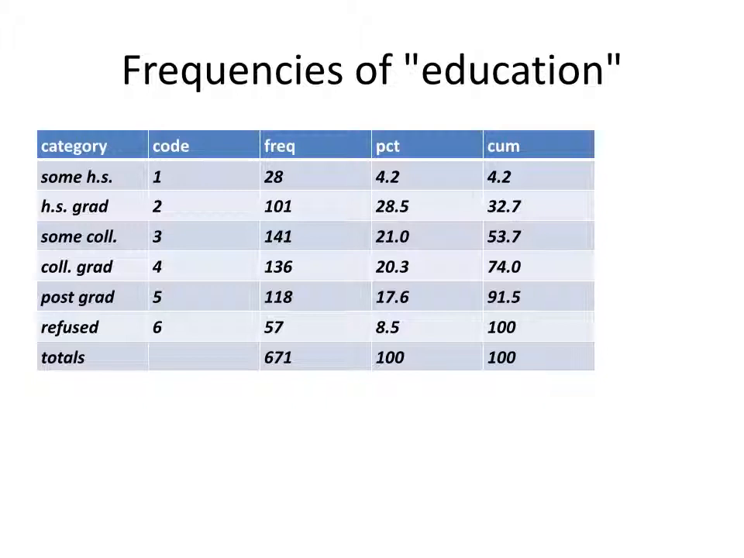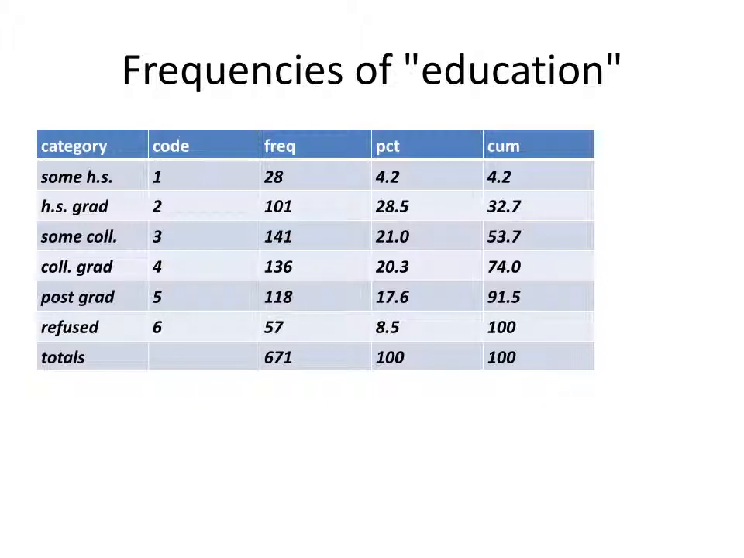There is an ordinality here. High school grad is more education than some high school, and 2 is greater than 1. But there's no interval scale implied. And certainly the 6 for refused or missing has no meaning relative to 5, 4, 3, 2, or 1. The next column is frequency. These are the absolute number of respondents who fall in each category. And you can see that there are 671 in total, and 57 of those are missing values or refuse to respond. The next column is percentage.